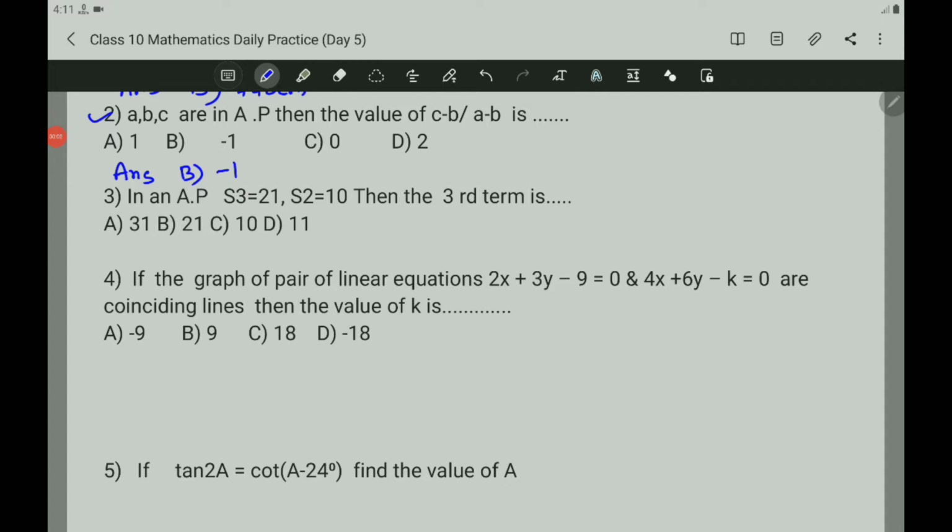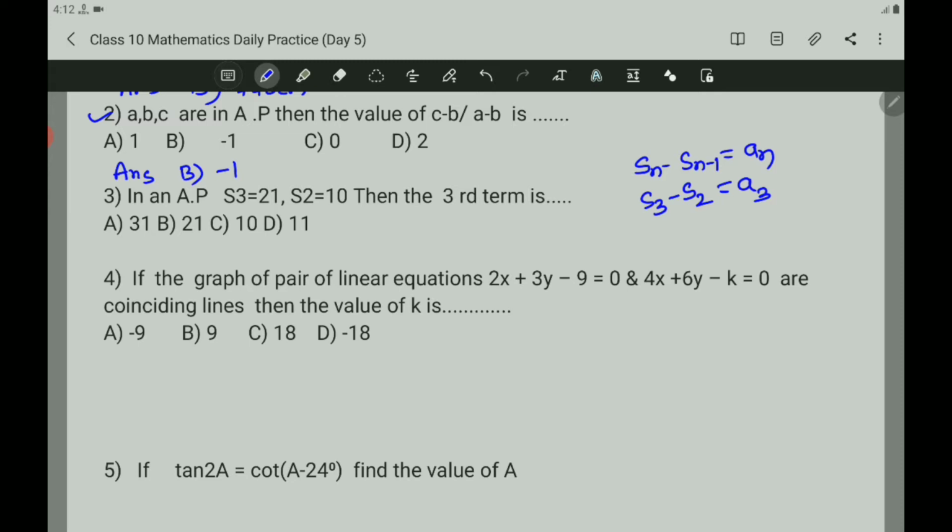Then the next question. S3 equals 21, S2 equals 10 and the third term is. Here what are given? S3 is given and S2 is given. What you have to find out? We have to find out A3. You know the relation that Sn minus S(n minus 1) equals An. So if you take Sn is S3, minus S(n minus 1), that is 1 less than n. So you take 1 less than 3 is 2. So S3 minus S2 is equal to what? A3.